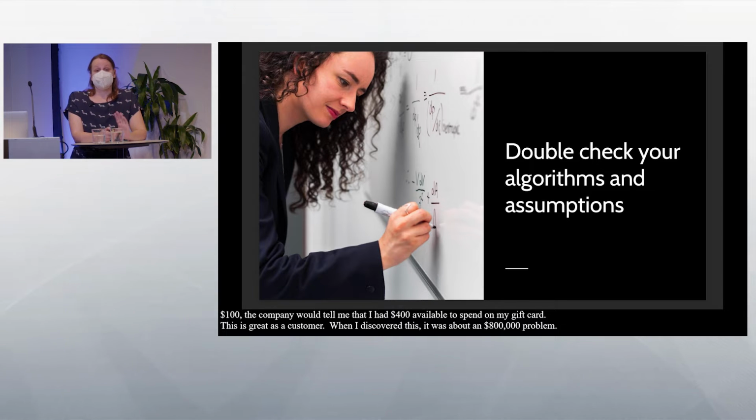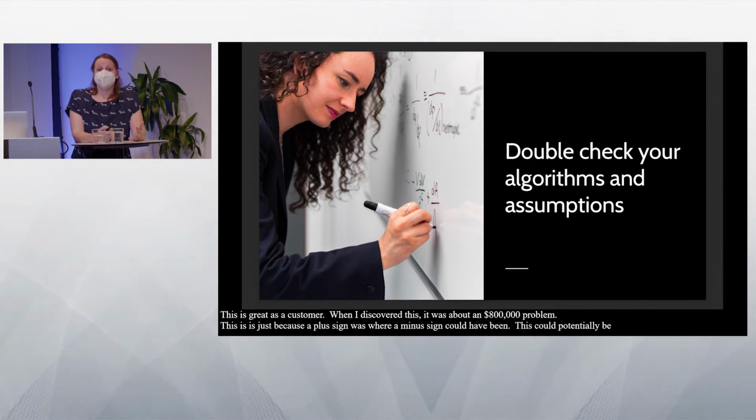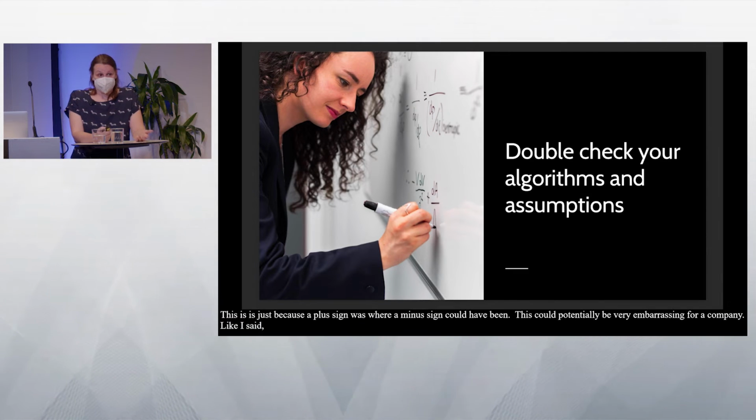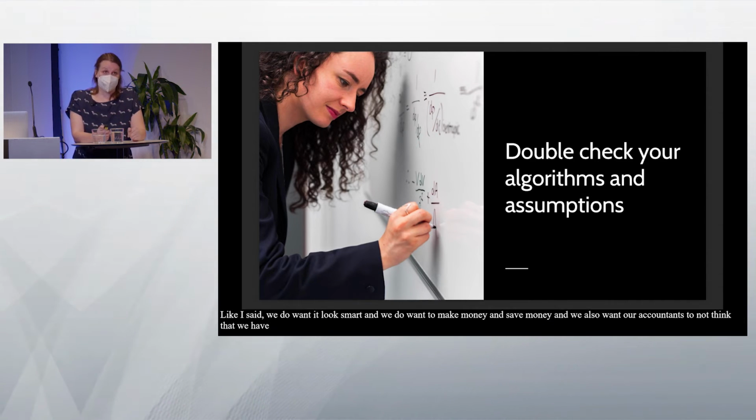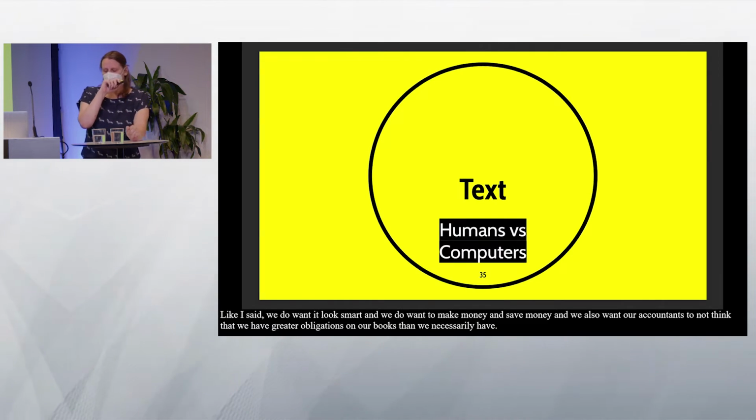And this was just because a plus sign was in place where a minus sign should have been. So this kind of attention to detail can potentially be very embarrassing for a company. Like I said earlier, we do want to look smart, and we do want to make money and save money, and we also want our accountants to not think that we have greater obligations on our books than we necessarily have. Pardon. So we've talked a little bit about numbers, and now I want to talk about text.